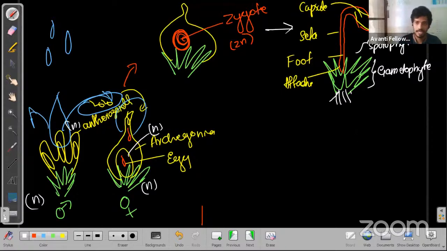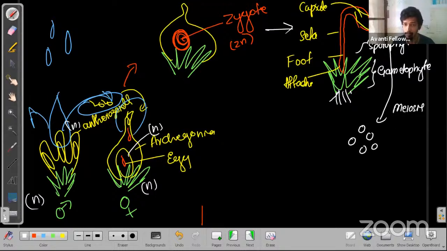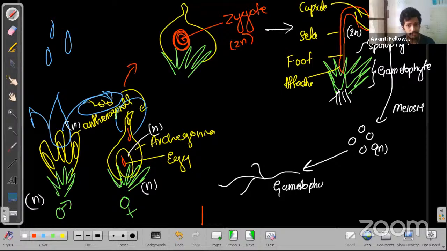Okay, so later what happens? This sporophyte, by the process of meiosis, produces the spores. If it is going for meiosis or reductional division, it means from the diploid stage it will give haploid spores. These haploid spores will give rise to a younger kind of gametophyte. After the germination, this gametophyte without any leaf is called the protonema stage.